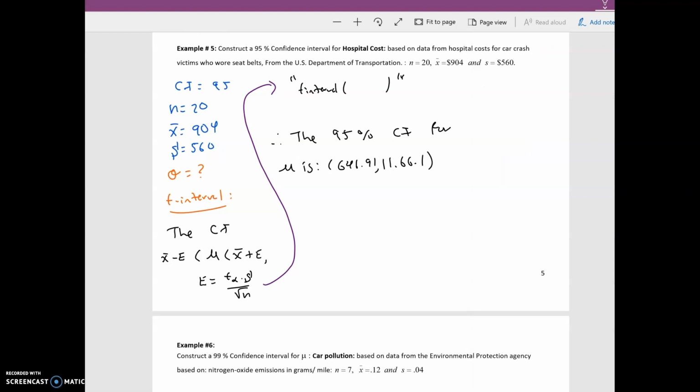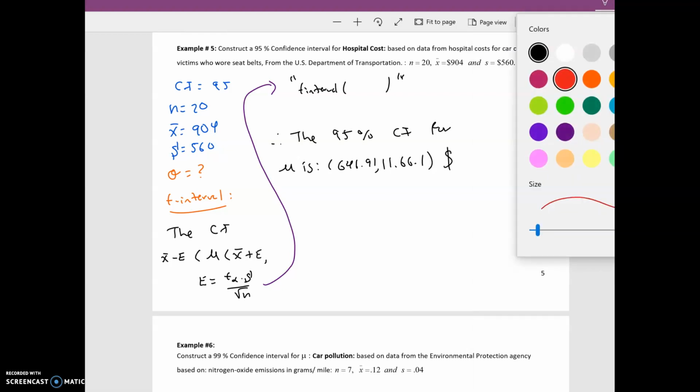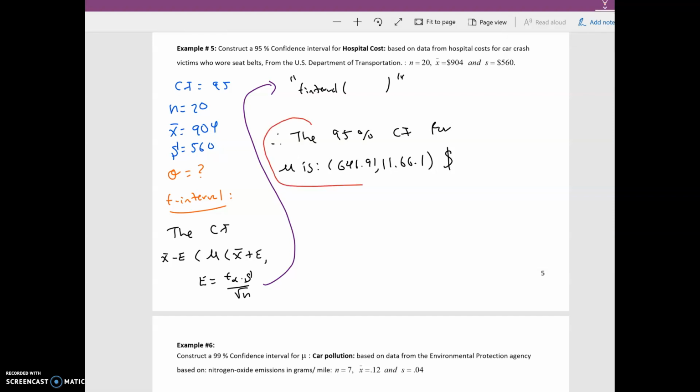And we're actually talking about hospital cost. As long as you have the units of money, that would be sufficient. Don't forget that all confidence intervals have to have the values of C, since technically they're just estimates on what the population would be, given in this case a sample of 20. So we only have a sample of 20.